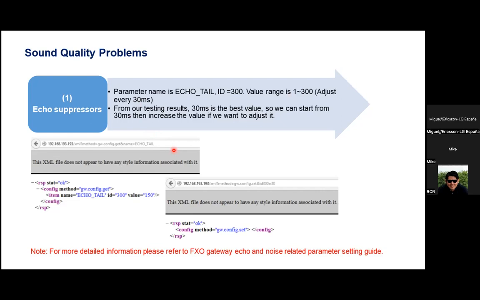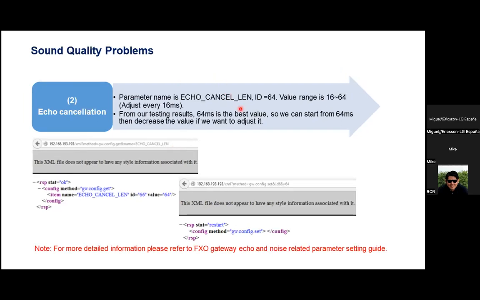We have another parameter that can also help, which is the echo cancel length. The ID is 64. So you can also set this parameter.